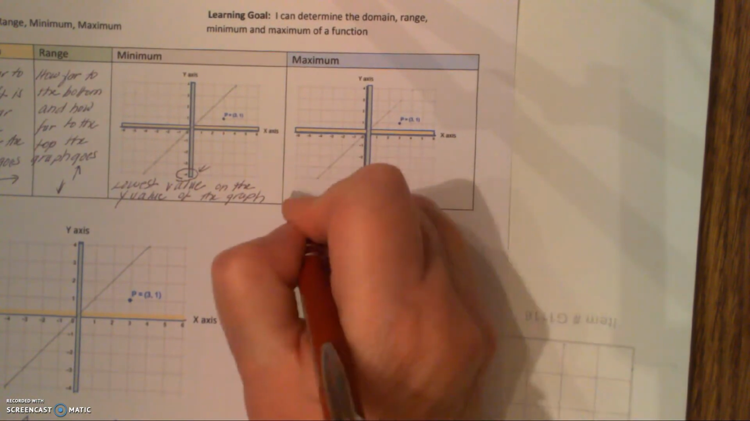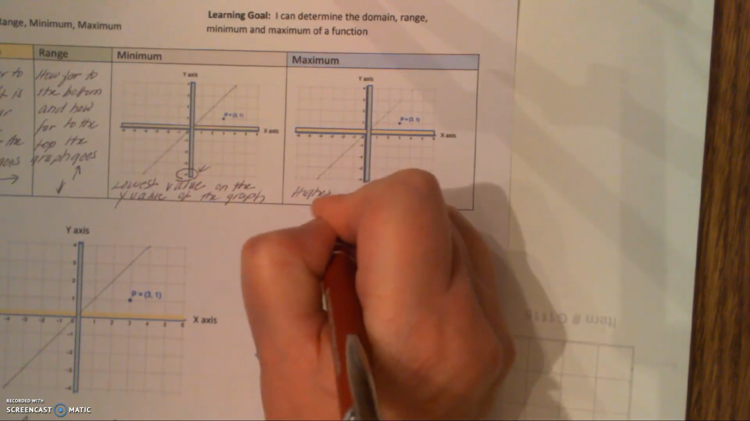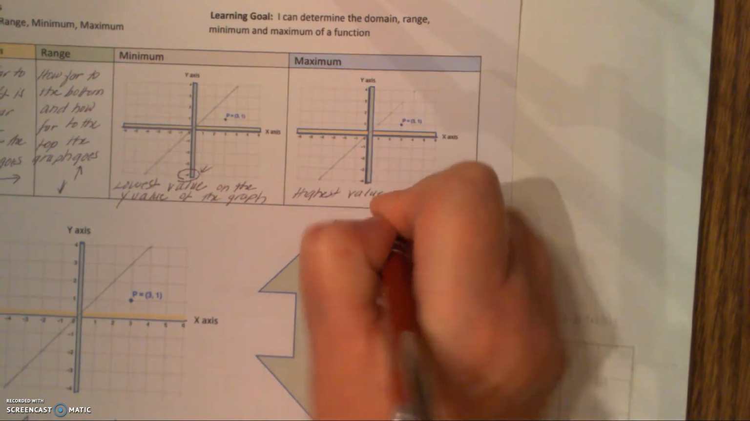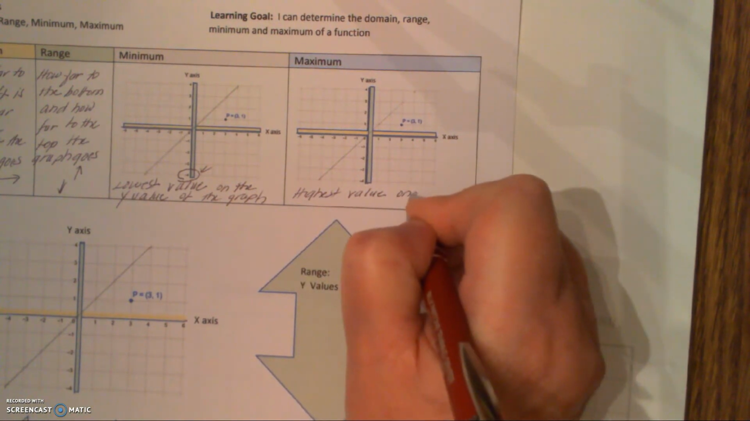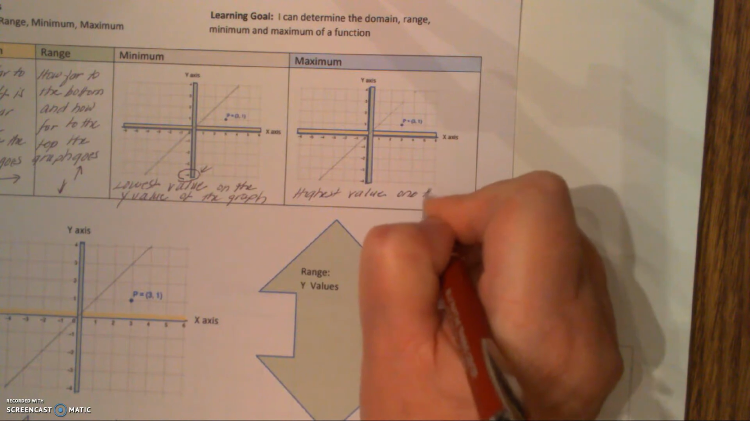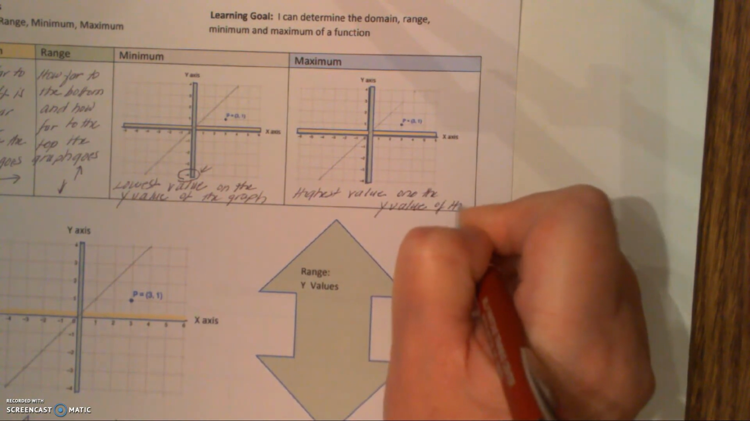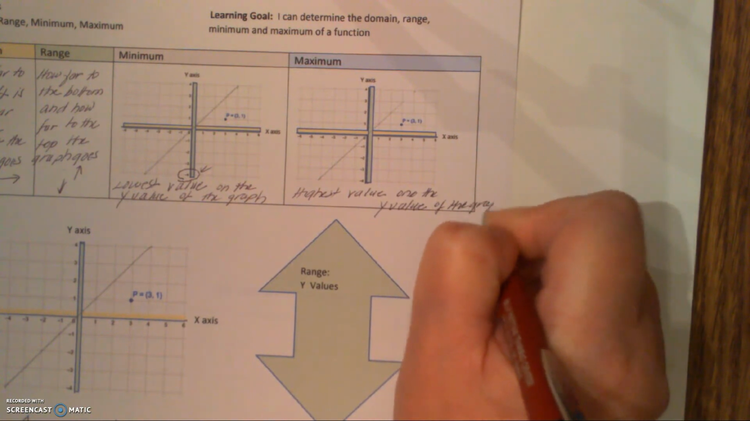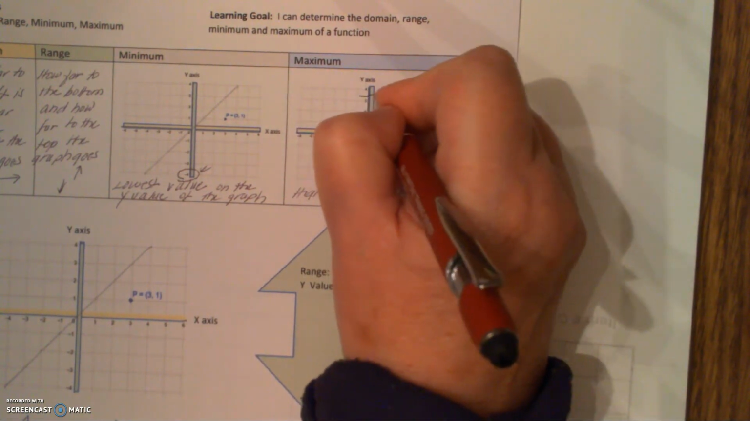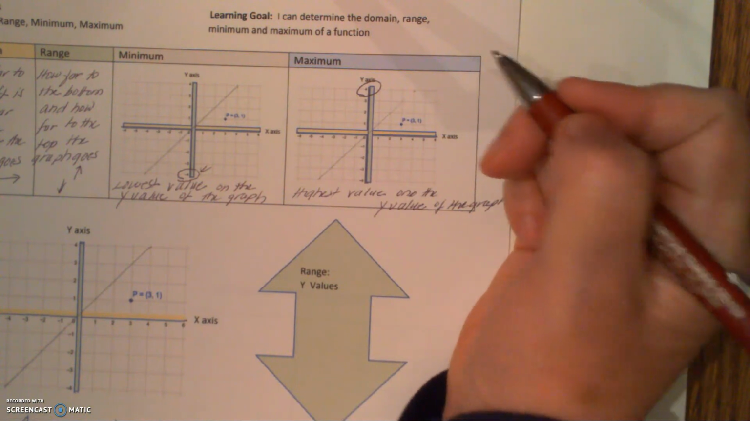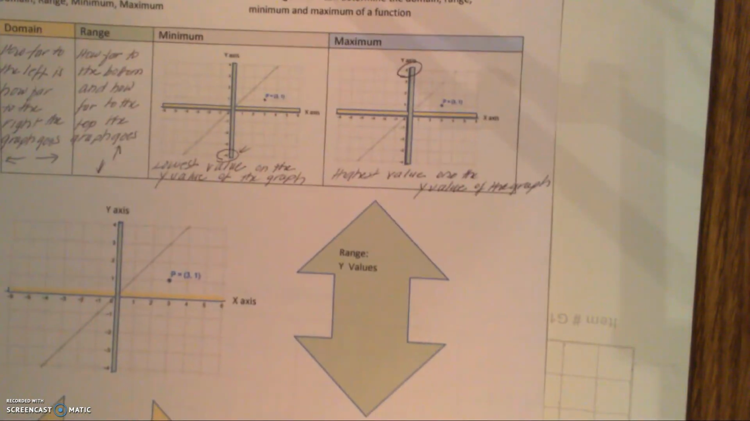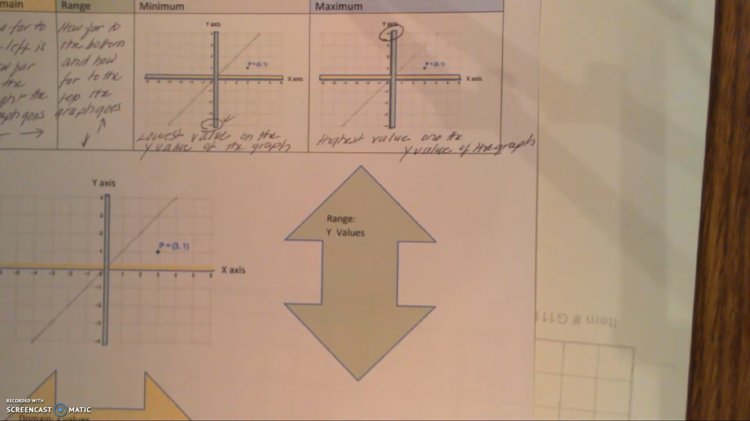The maximum is the highest value on the y value of the graph. Okay. Now this would be up on the top because it's the highest. All right. Now we're going to go down to range.